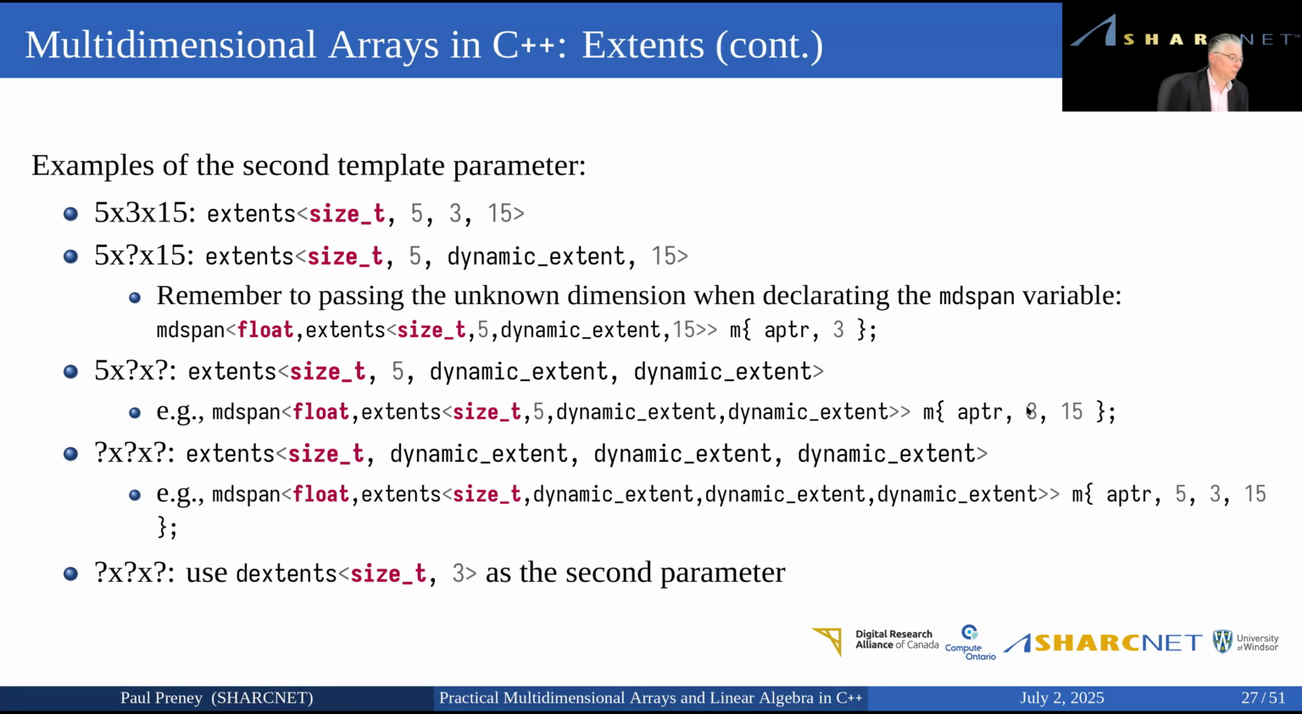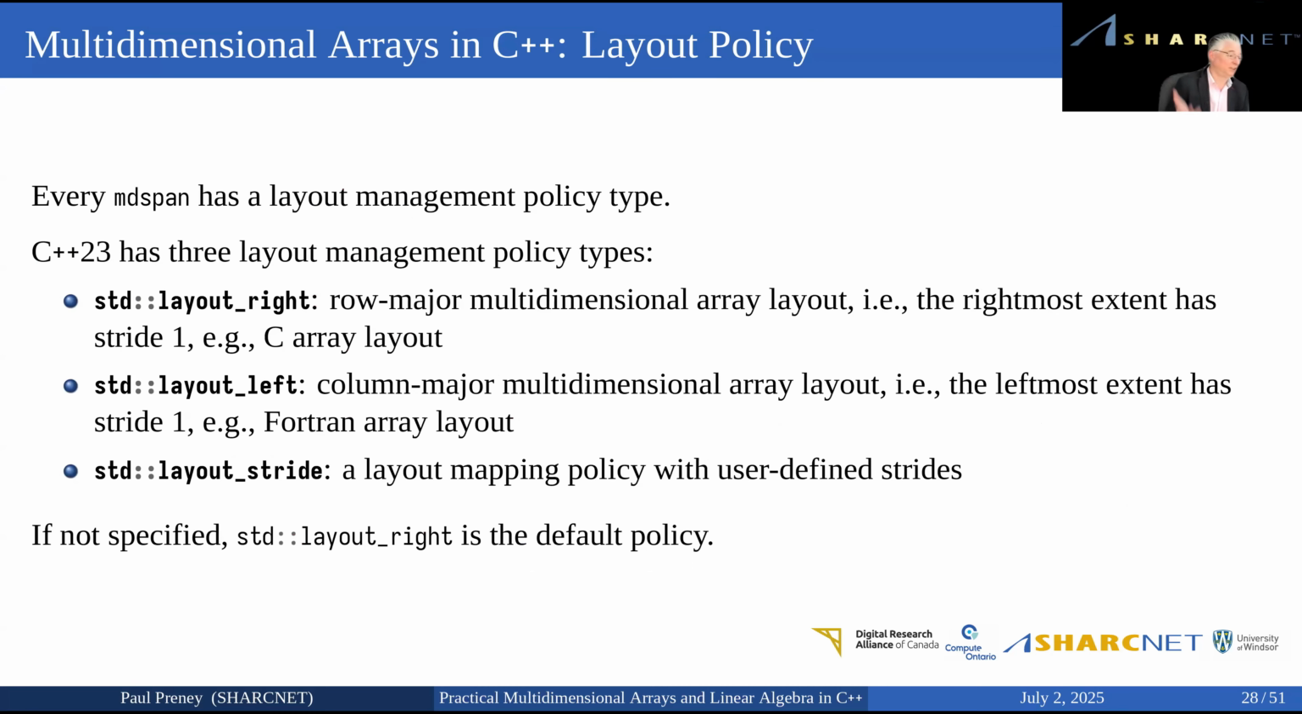That can be handy because let's say you don't know until runtime how big everything is. Well, there you go. And if you had to do it with all of them, great, you could just put dynamic extent in all of them and just pass your values in. But if you have to do all of them, you could just use dextents size_t 3, and then just pass your values. So instead of this long thing with a bunch of dynamic extents, you can just go dextents size_t 3. Okay, so that's the second parameter.